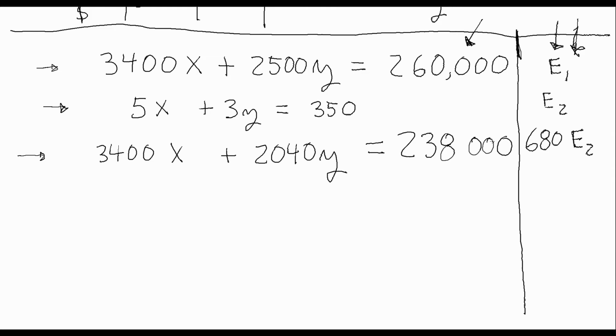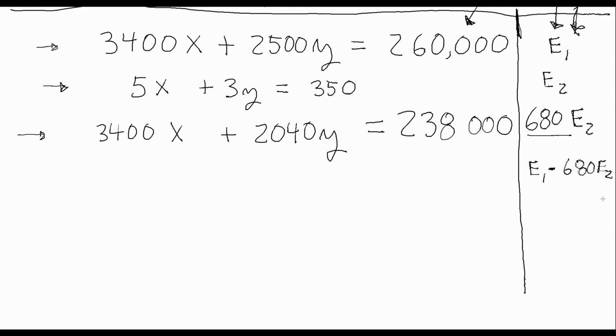Now watch this. As a result of doing this, there's another nice fact in mathematics that you've studied: if you add the same thing to both sides of an equation, you get another equation with exactly the same solution set. So I'm going to add the negative of this equation to both sides. I'm going to put equation 1, and I'm going to write it as minus 680 times E2. This is the idea of eliminating a variable.